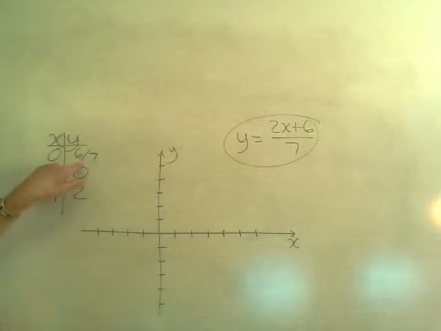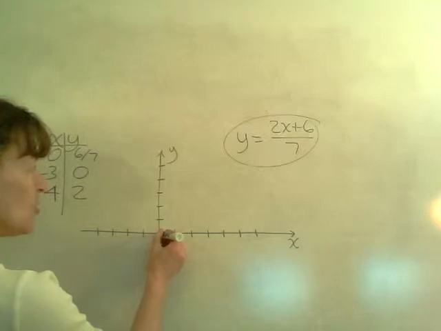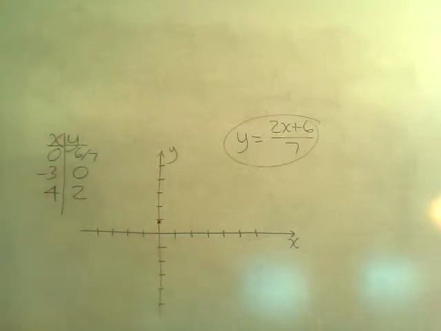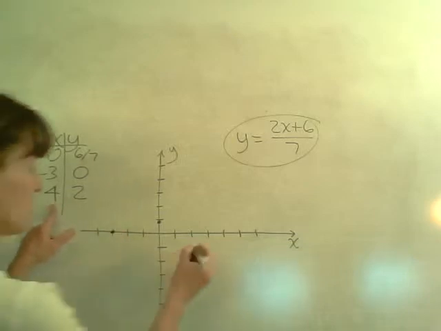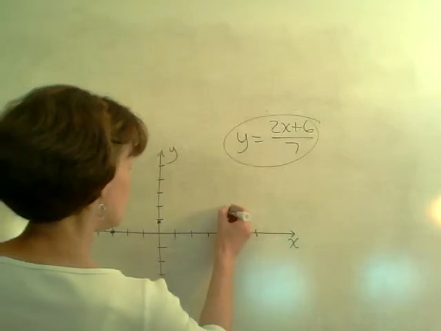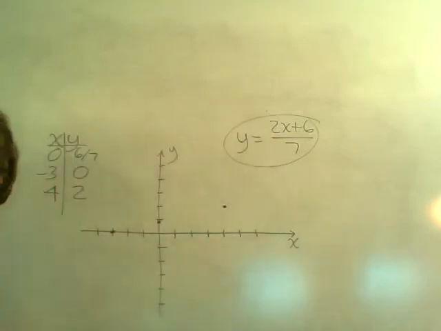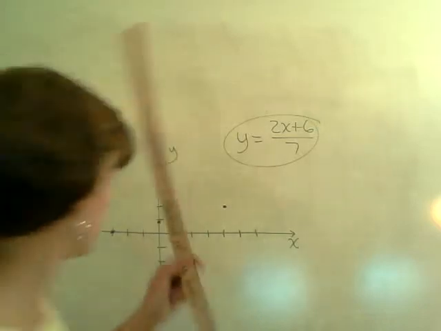All right, so let's get my first point on my graph, 0, 6/7. Here x is 0, so I'll go up 6/7. Well, that's almost 1, so I'm going to put that point right there. And then negative 3, 0. 1, 2, 3. Here's where x is negative 3, y is 0, so there's that point. And then my last point, x is 4, y is 2. Now I have 3 points, and I'm going to use my ruler to connect those points.